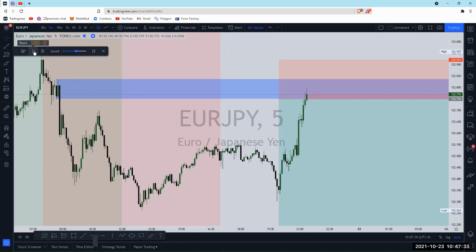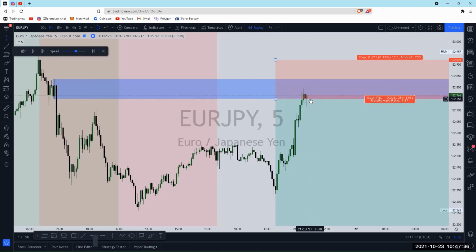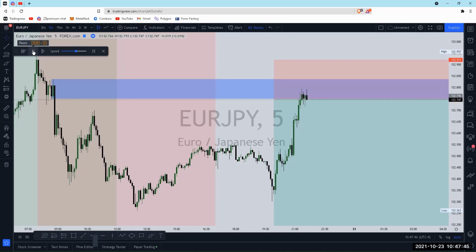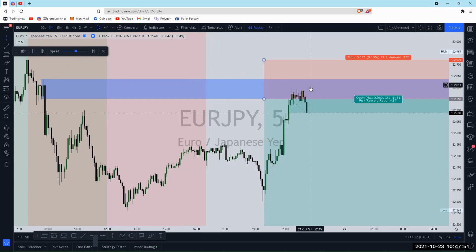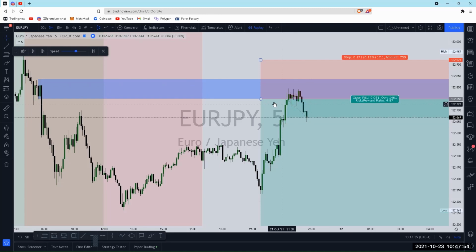All right, so at this point right here, we are actually in the trade. Price came up here and triggered our sell limit, and we are in the trade now. So at this point, we're in profit. This is our entry price right here at 132.75. As soon as price drops down, we're selling it, so we're in profit.